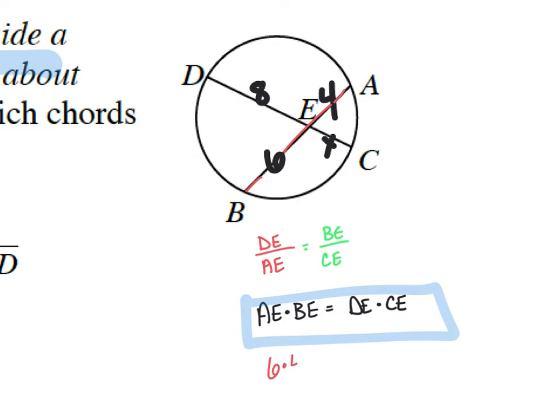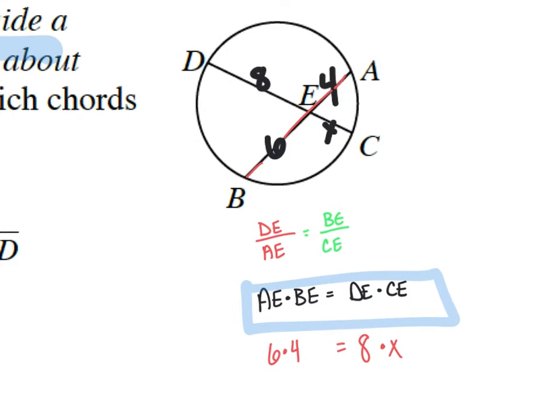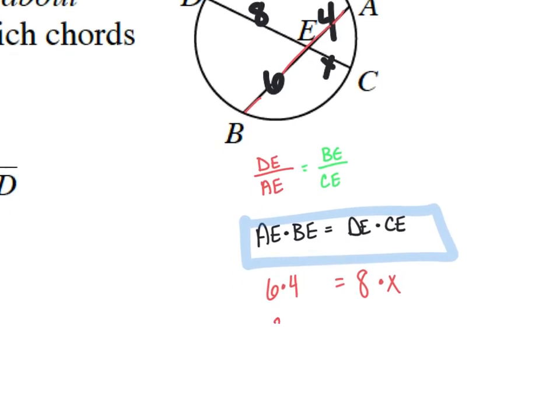So I know that 6 times 4 must be equal to 8 times x. And then solving that is going to give me my value for the missing piece of the chord.